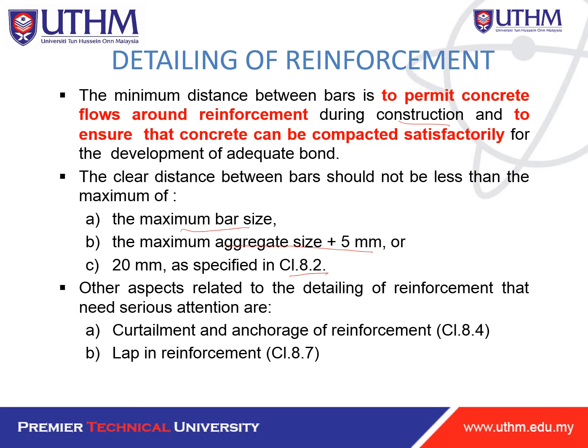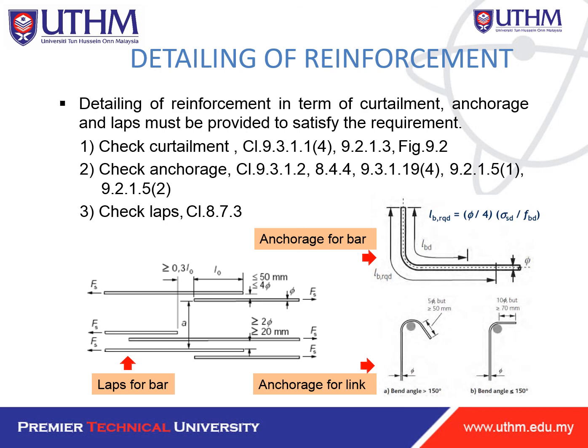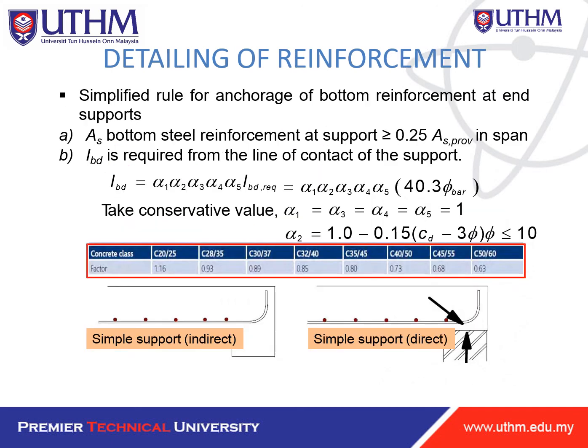So other aspects related to the detailing of reinforcement that need serious attention are the determination of cover to reinforcement, and laps in the reinforcement. So you can get the information in clauses 8.4 and 8.7. So detailing of reinforcement in terms of curtailment, anchorage and laps must be provided to satisfy the requirements. So we need to check the curtailment, check the anchorage, and check the laps based on all these three clauses. Okay, so this is the anchorage of bar. Okay, so you can see this is the anchorage of the bar. Okay, and then the laps for bars and also the anchorage for links. Okay, so this is the detailing of reinforcement.